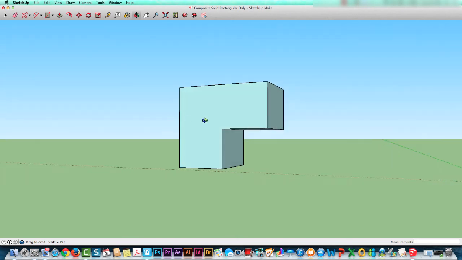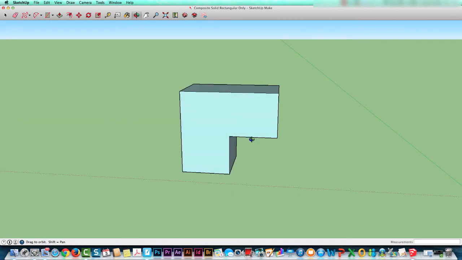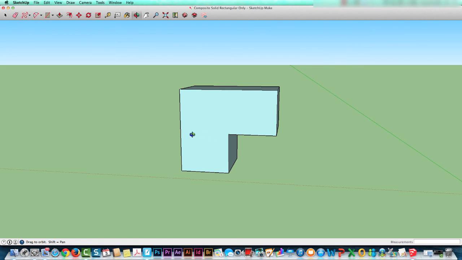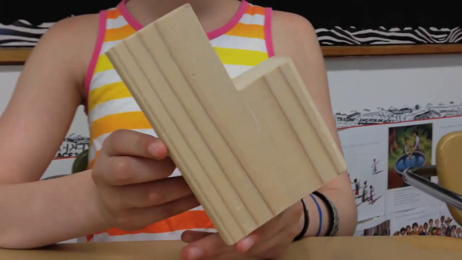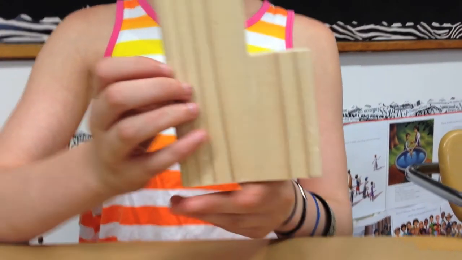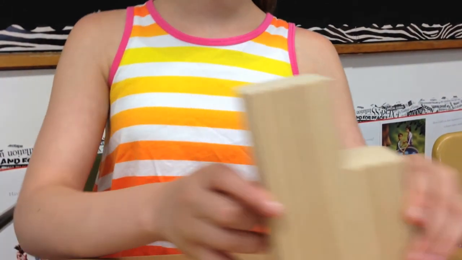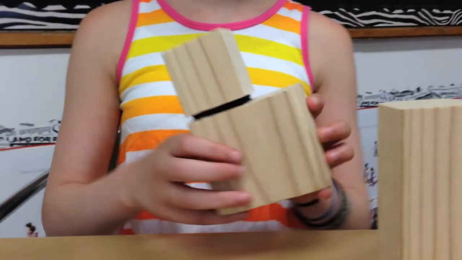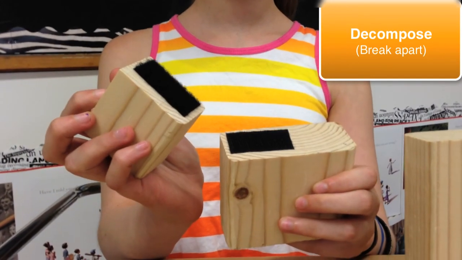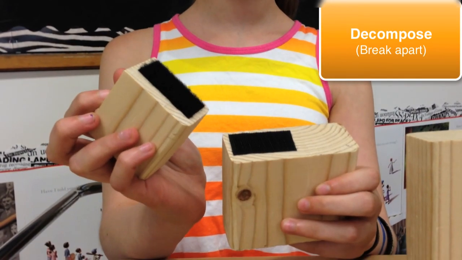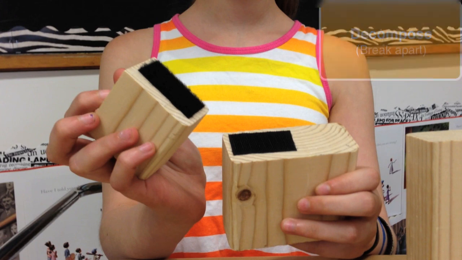In SketchUp right now I have this solid, and I'm going to make a slice right here, and that'll give me a rectangular prism here and another rectangular prism here, and I know the volume formulas for a rectangular prism. Another way to visualize this is with wooden blocks. Here I have a student that's going to show you the composite figure, and we don't know how to find the volume of it when it's together like this. So we're going to decompose it, separate it into two figures that we do know how to work with. In this case, two rectangular prisms, and we're going to find the volume of each one and add them together.